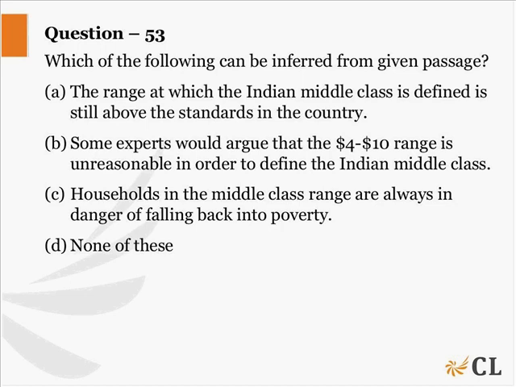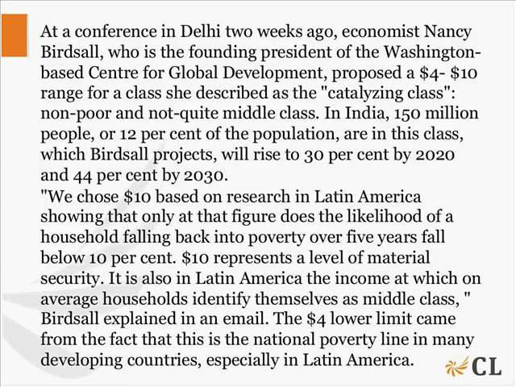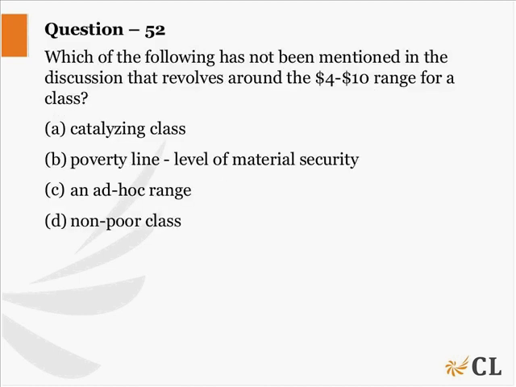Okay, so Alpha goes for a toss. Bravo says some experts would argue that $4 to $10 range is unreasonable in order to define the Indian middle class. Let's look at the last paragraph. That's where the part is discussed. While these numbers identify a class firmly in the middle of the income distribution of a country like Brazil, the $4 to $10 range is still among the top 30% of Indians. In India, you could argue that the right thresholds are a little lower, admits Birdsall, but $4 to $10 is not unreasonable. She says it is not unreasonable, right? Whereas the option says it is unreasonable. So therefore, Bravo also goes for a toss. So Alpha and Bravo go for a toss.